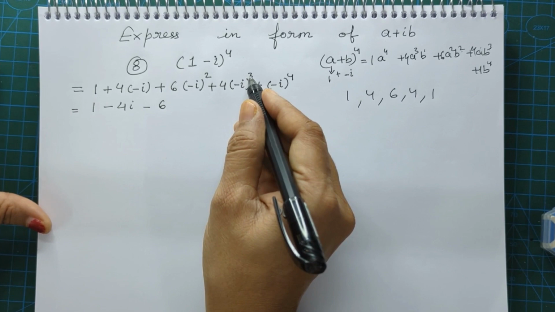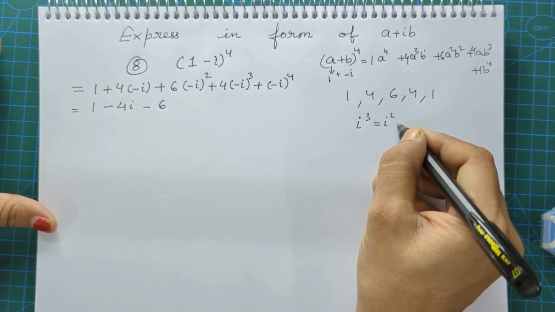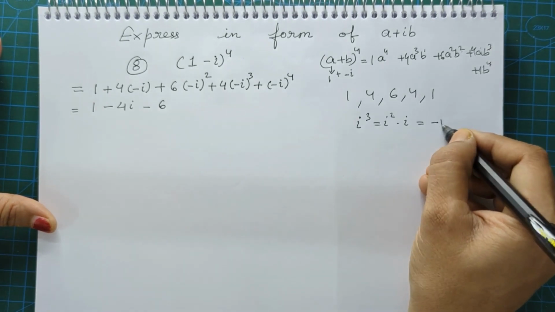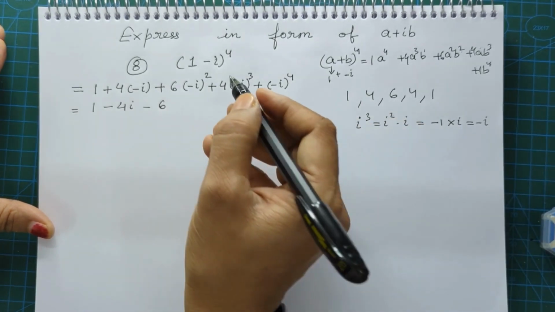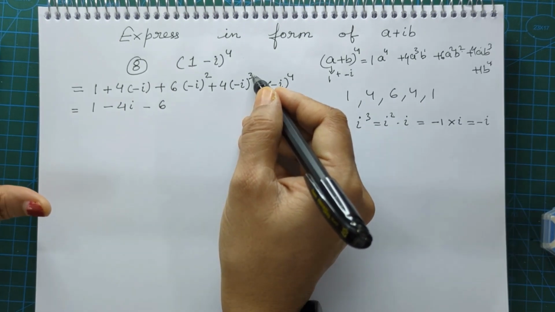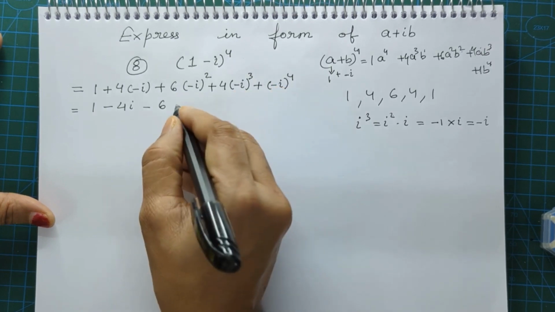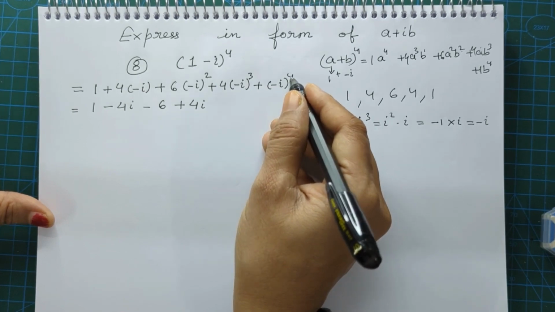Negative cube is negative, but I cube is negative I. I cube is I square times I. I square is negative 1, times I. So I cube is minus I. Negative cube is minus 1, so minus of minus I is plus I. Plus I times 4 is plus 4I. Negative to the power 4 is positive. I to the power 4 is 1.